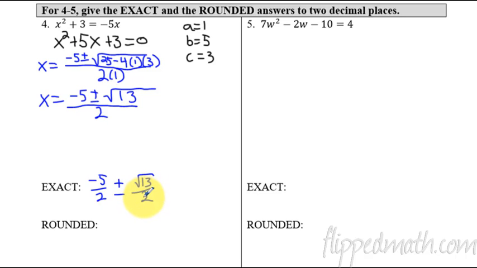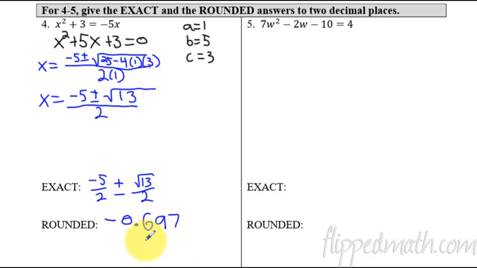Now, a rounded answer means I want to see the decimal. So all you got to do is plug this in the calculator and get both of them. Remember, it's a plus or minus. So if I take -5 halves and add the square root of 13 halves, I get -0.697.